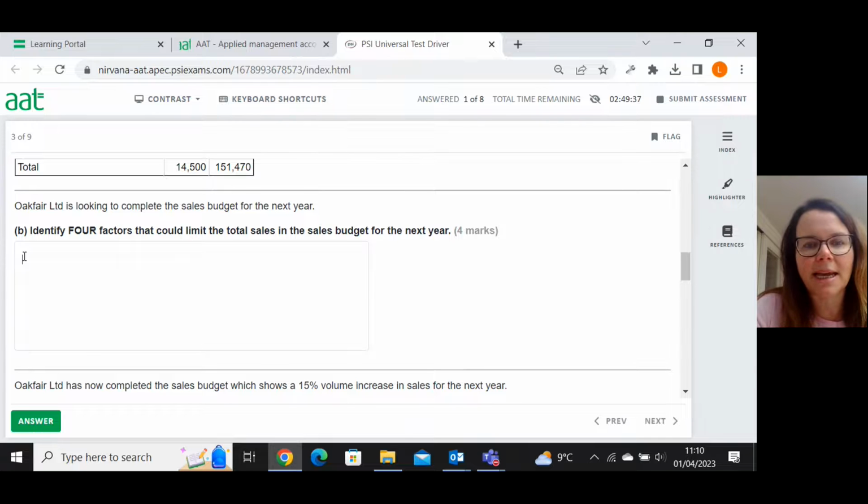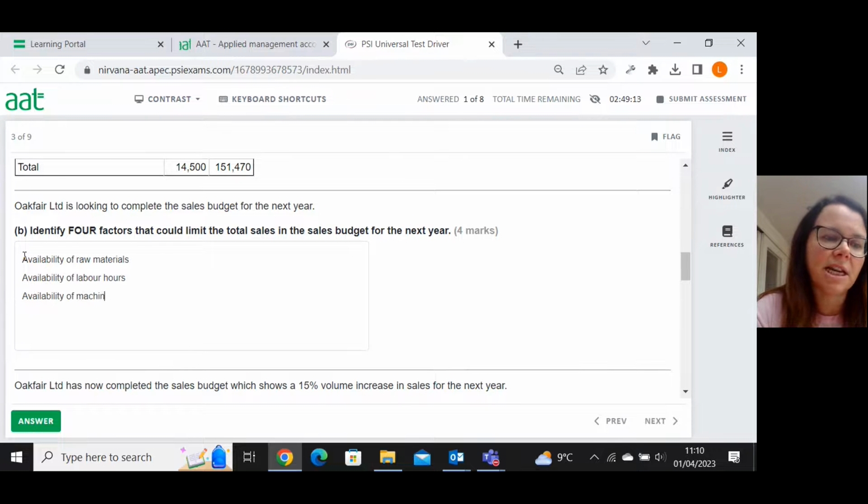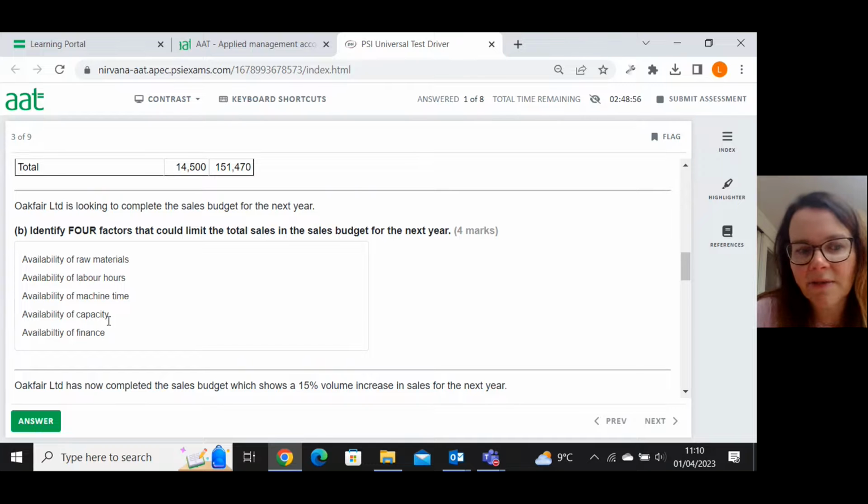So what's going to limit the sales? Well, it could be availability of raw materials. It could be availability of labour hours. It could be availability of machine time. Could be availability of capacity. It could be availability of finance, right? That's the only level of detail you need.